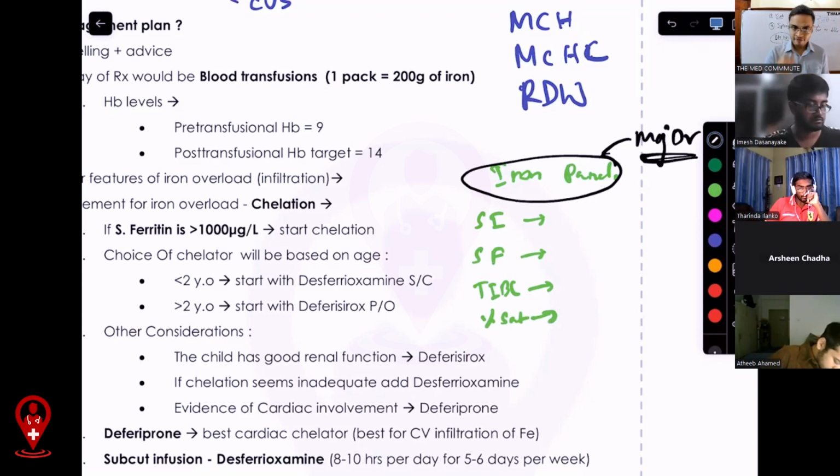For example, if the child is already receiving transfusions, right? If the child is already receiving transfusions, let's say he has received more than 10 transfusions, usually this child is nearing what? Iron overload. This is why we said usually after about 10 transfusions, we need to check the iron panel, and we will usually see iron overload. That's when we start chelating the child.